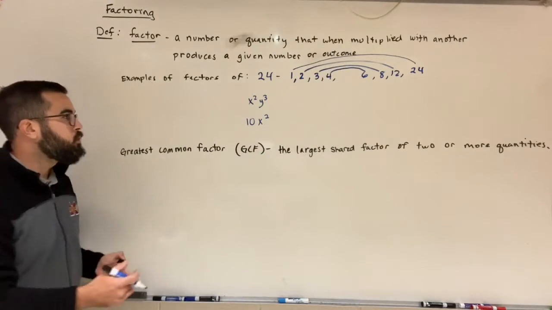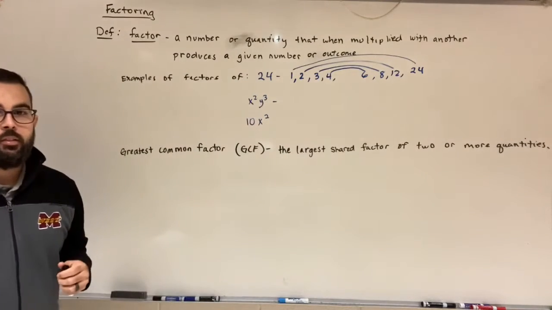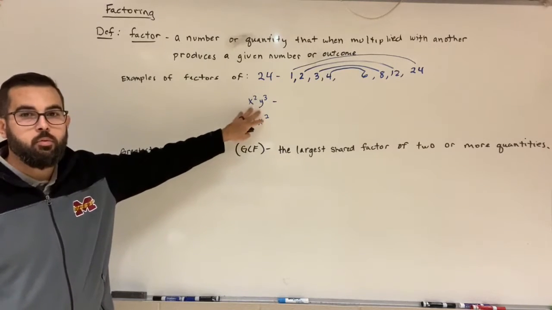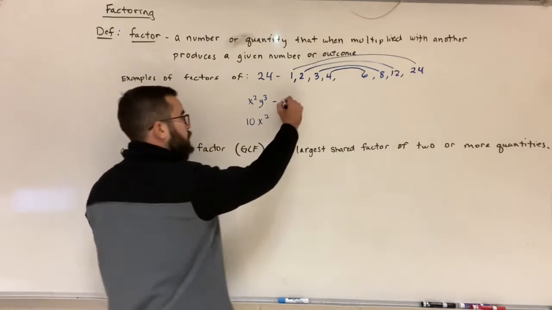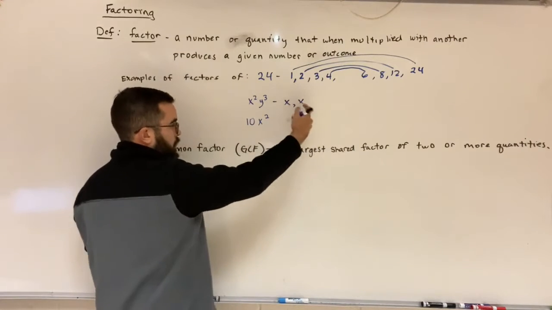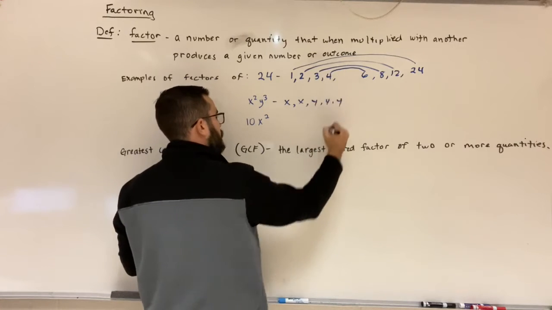All right, so what about the factoring of algebraic expressions? How do we factor this? Well, we just expand using the rules of exponents. So x squared is x times x. So the factors are x and x, and then y to the third is just y, y, y.